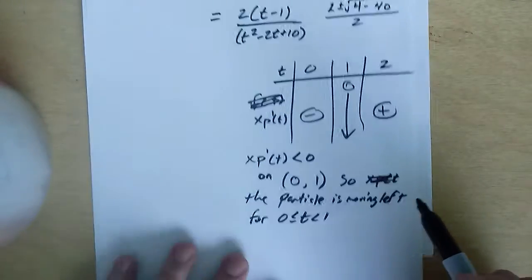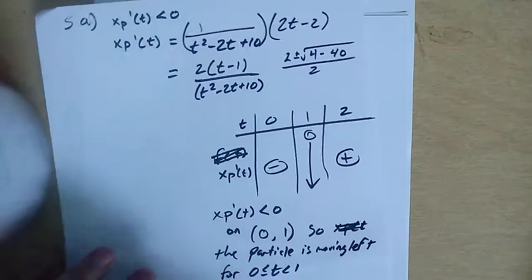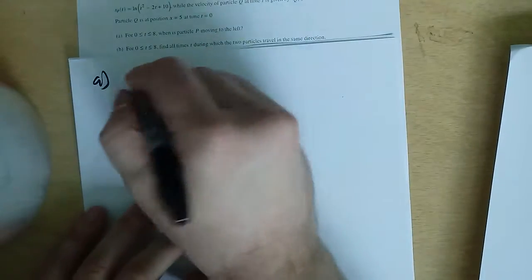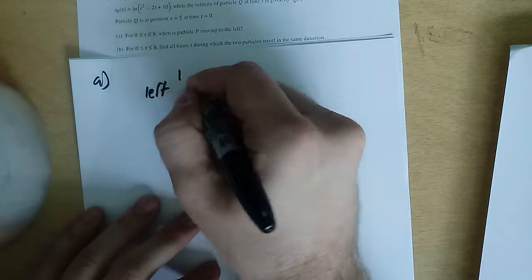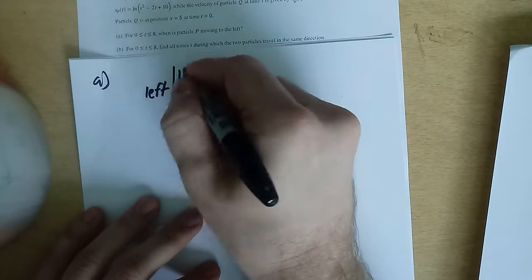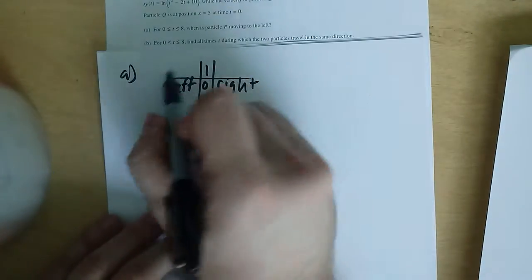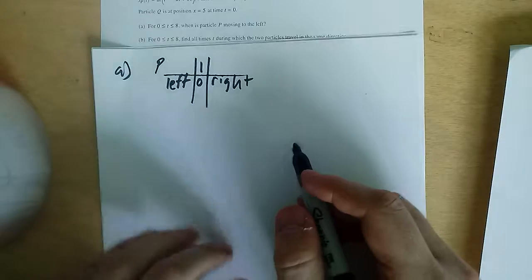Okay, so let's look at 5b. Find all times t for which the two particles travel in the same direction. Okay, so from part A, we know this, and I'm just writing that to remind myself, that's particle P. Now we've got to find particle Q.